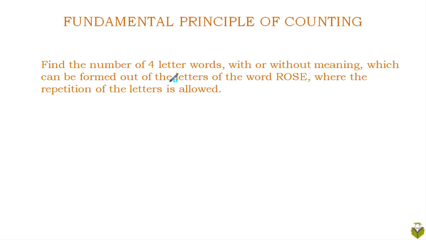Find the number of four-letter words with or without meaning which can be formed out of the letters of the word rose where the repetition of the letters is allowed. So let us think about this problem first, and I'll give you the choices which you'll actually use. So we have four letters actually in rose, right? They are R, O, S, and E. So we have to find the number of four-letter words which can come from these four letters.